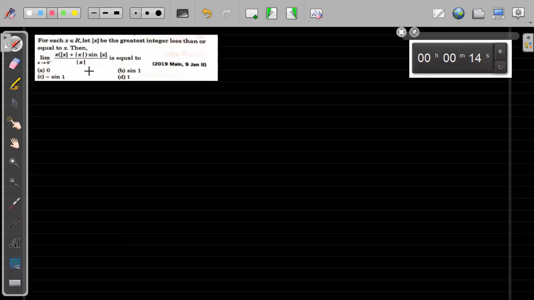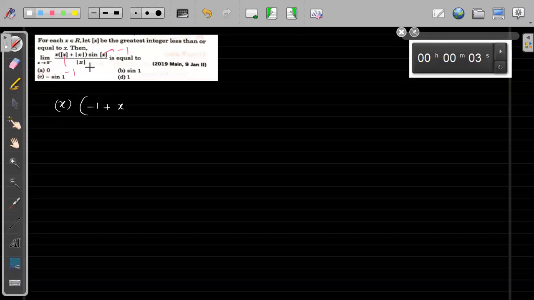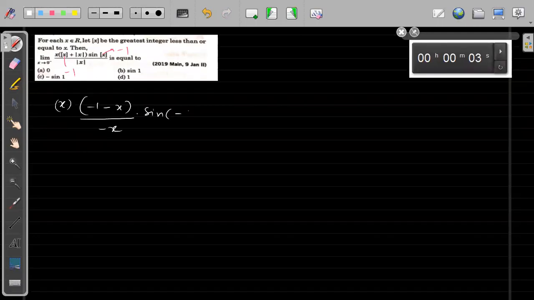That means this must be very simple. Now see, again, this cannot be solved by L'Hopital's rule, right? So 0 minus 0 minus. So I will simply write this will become minus 1, this will become minus 1, this will become minus 1. So this is x into minus 1 plus x. This is 0 minus, so this will become minus. So this will become minus x divided by minus x into sine of minus 1, right?